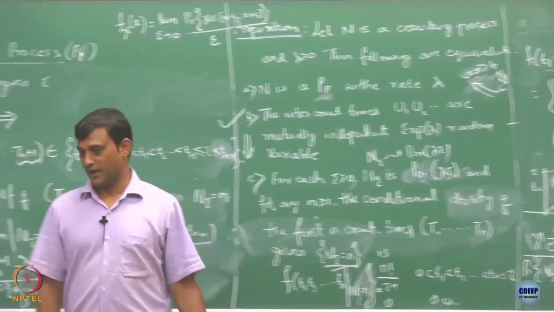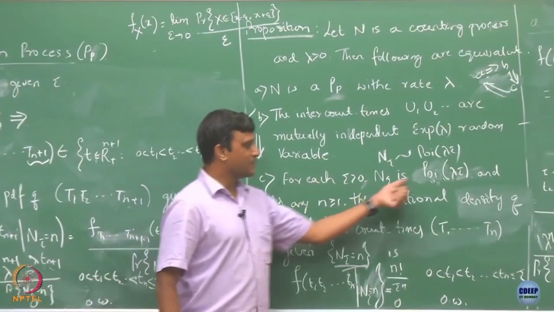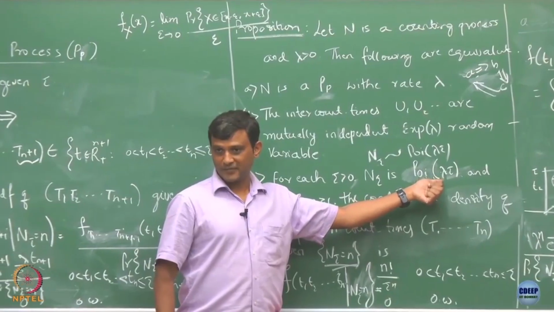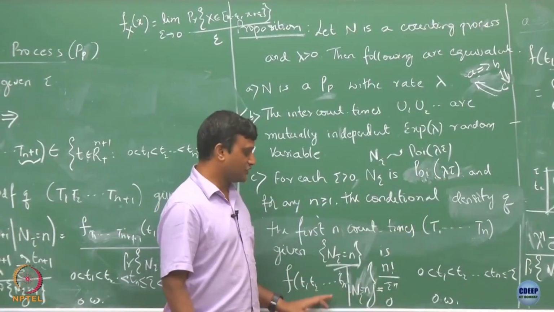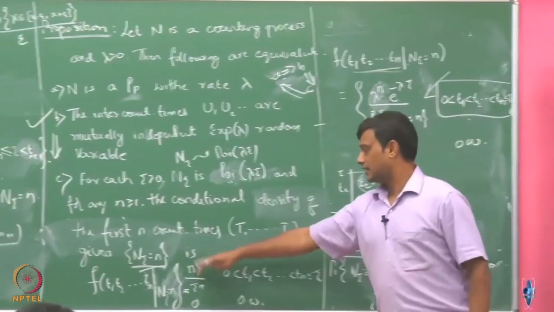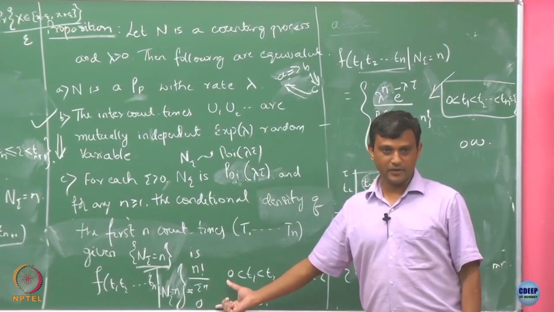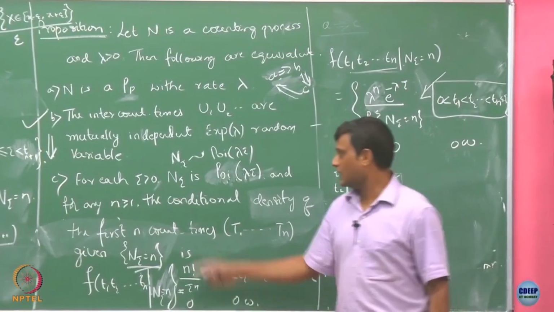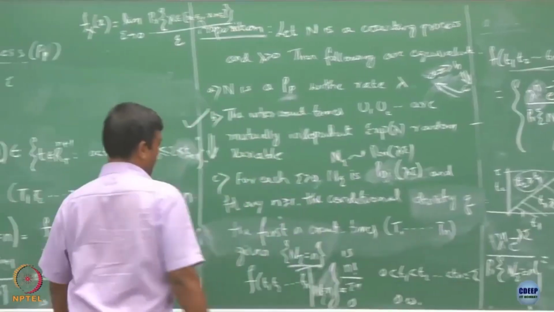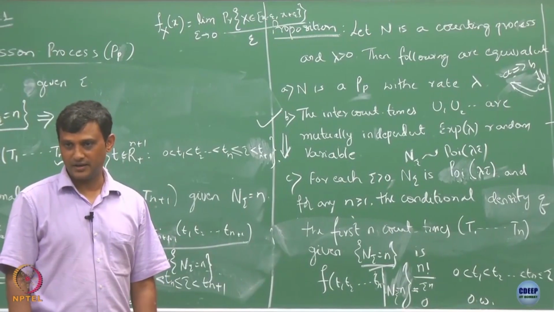But this is just one step, right. I have to show that for each tau this is a Poisson random variable. What I have just shown is that the conditional distribution, conditioned on N(tau) equals n, is going to be n factorial by tau to the power n. Now how do we show that for every tau greater than 0, N(tau) is a Poisson with rate lambda tau?